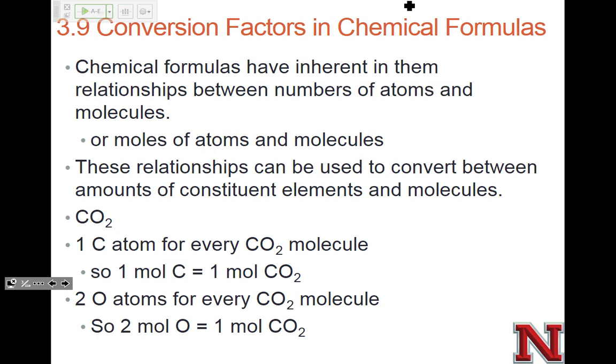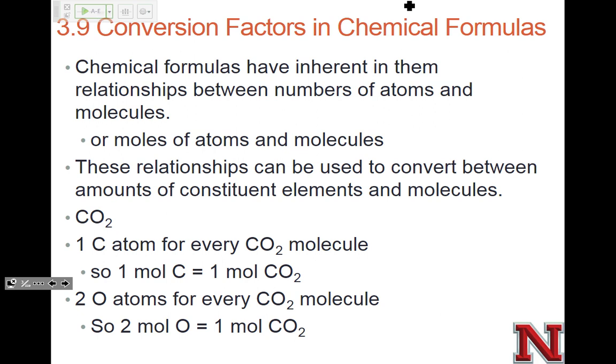So for example, in CO2, we can calculate the percent of carbon in CO2, or we can say that there's one carbon atom for every CO2 molecule. So we can use that as a conversion by saying 1 mole of carbon equals 1 mole of CO2. Now again, this is only true of CO2. If it's another molecule, then the amount of moles of carbon we have is likely going to be different. We can also say we have 2 oxygen atoms for every CO2 molecule. So we can say 2 moles of oxygen equals 1 mole of CO2.